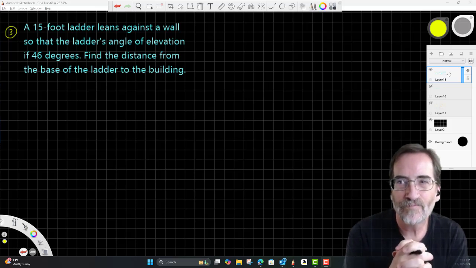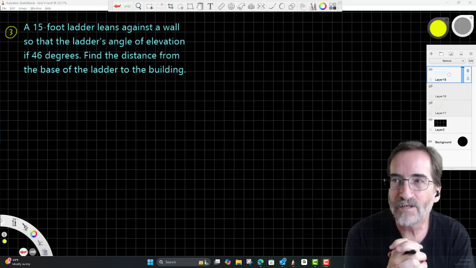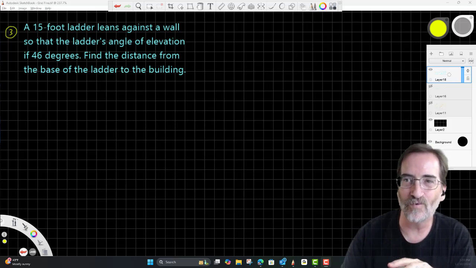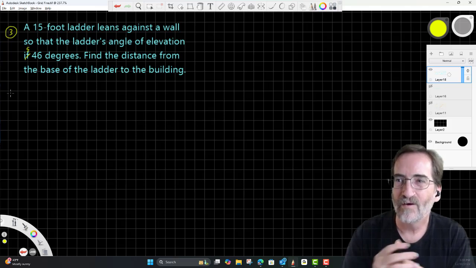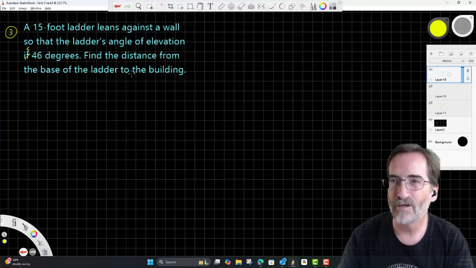Okay, number 3. A 15-foot ladder leans against a wall so that the ladder's angle of elevation is 46 degrees. Find the distance from the base of the ladder to the building.